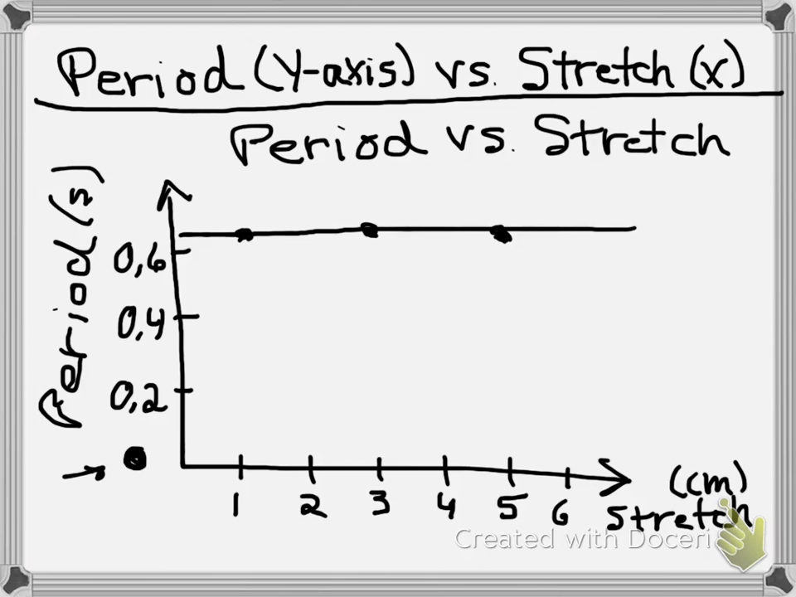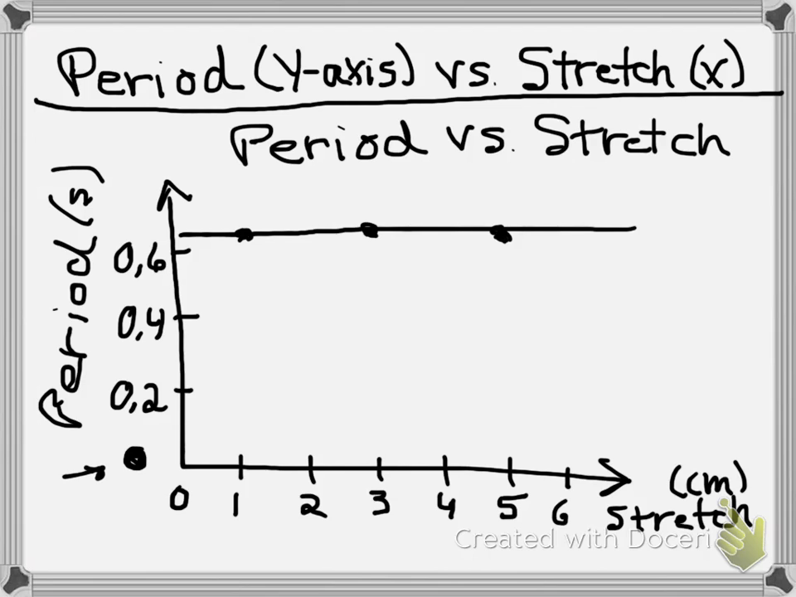Then I have to put my variable, which is period, and my unit in parentheses, which is seconds, on the y-axis. On the x-axis, I need stretches in centimeters. Make sure you label it with the variable stretch and the unit centimeters. And then I have stretches from 1 to 5, so I have to make sure that each grid on the x-axis is exactly the same amount also. So you've seen I've drawn that.